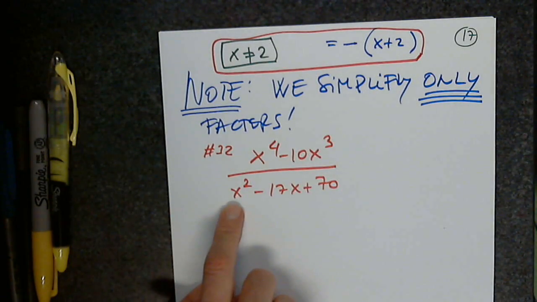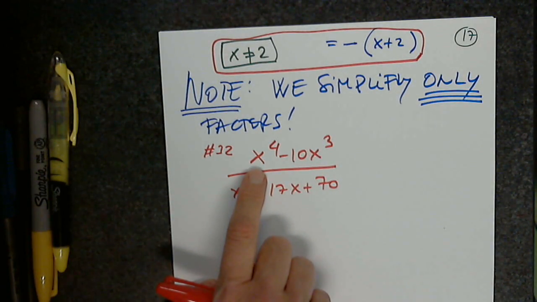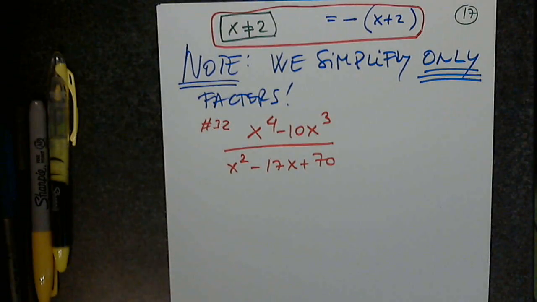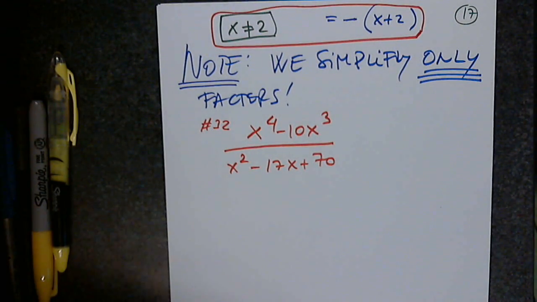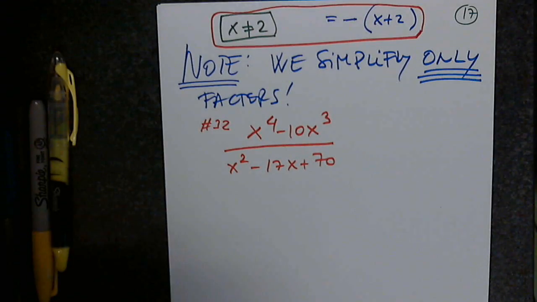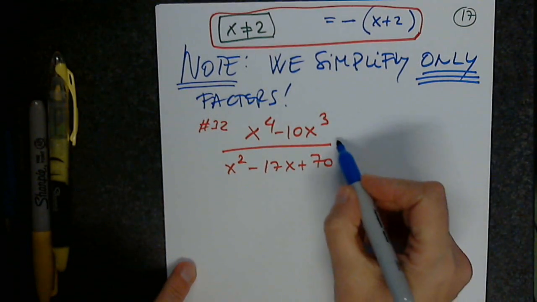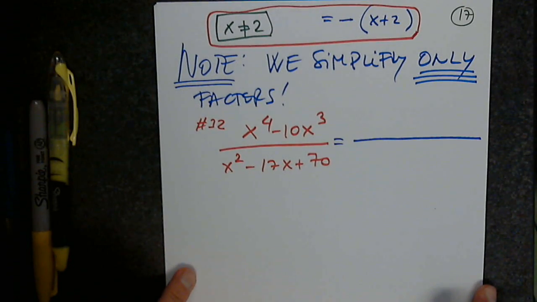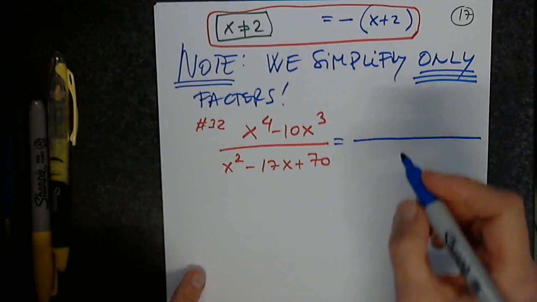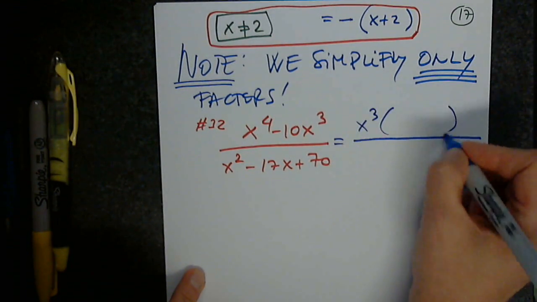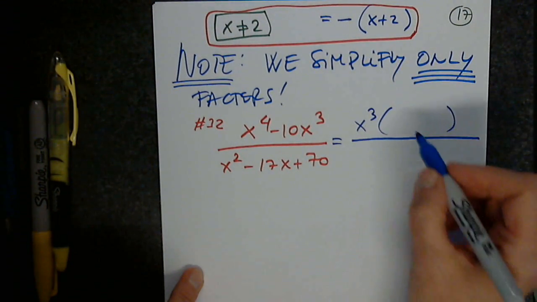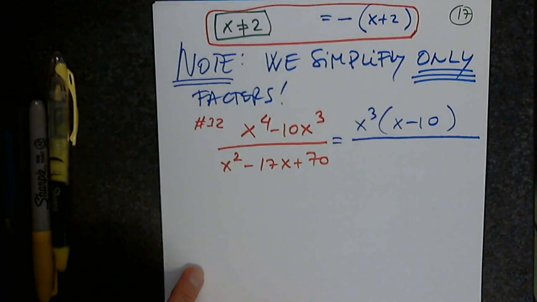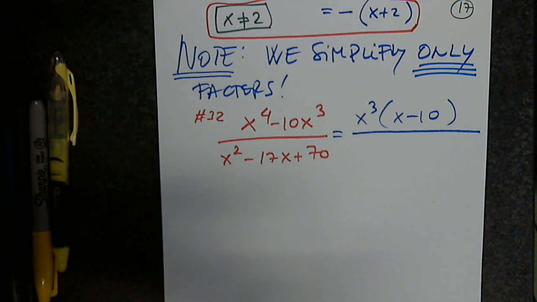Is x squared a factor? Is x to the fourth a factor? No. So I can't touch anything. So what do I have to do then? I have to completely factor. Look at the top and tell me what goes out. What is left in parentheses? Perfect so far. What about the denominator? It's in descending order.